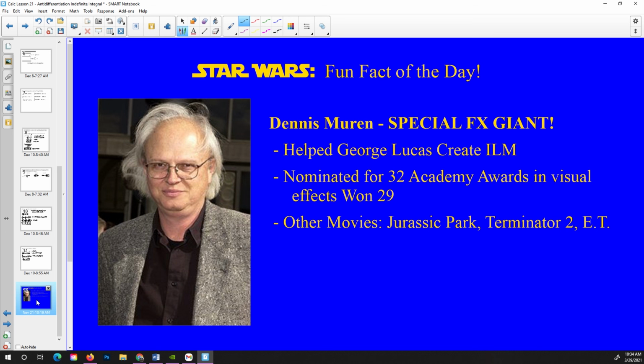The Star Wars fun fact of the day. Dennis Muren is a special effects giant. He helped George Lucas create ILM. He has been nominated for 32 Academy Awards in visual effects, and he has won 29. He is also the master behind other movies such as Jurassic Park, Terminator 2, and E.T.